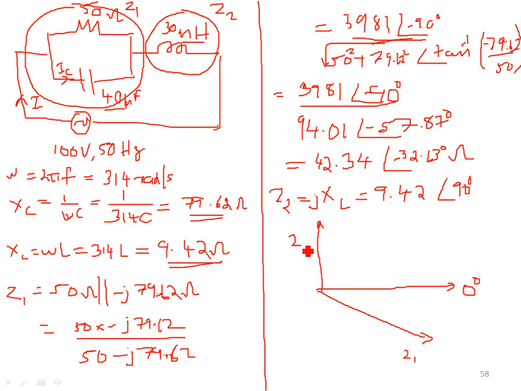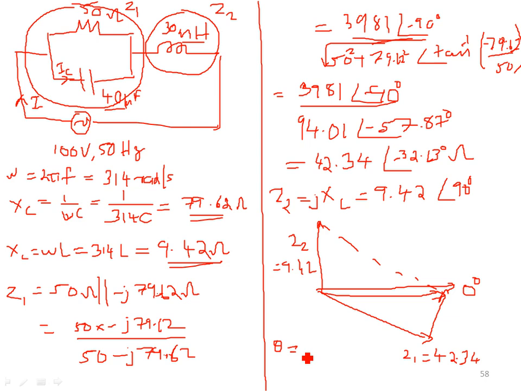Therefore, if you are taking the combination, the resultant will be from this point to this point. Okay, now how to take the combination? Z1 magnitude is 42.34. Z2 magnitude is 9.42. Now, the angle between Z1 and Z2, you can take theta as angle of Z1 plus angle of Z2.